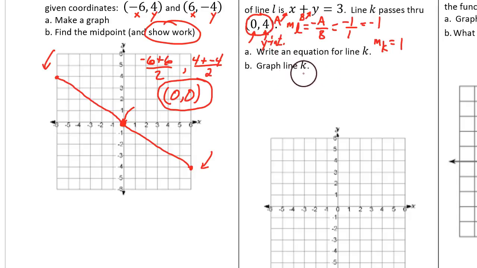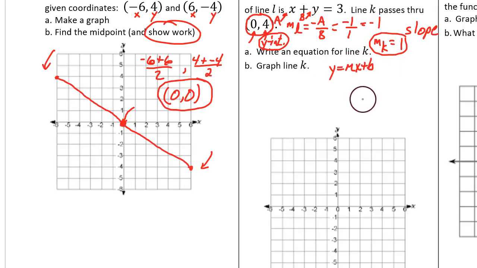So we're asked to make an equation. We know the slope and we know the y-intercept. Our equation can be slope-intercept form. Y equals mx plus b. Hopefully that looks familiar to you from algebra class. Our answer is y equals 1x plus 4.